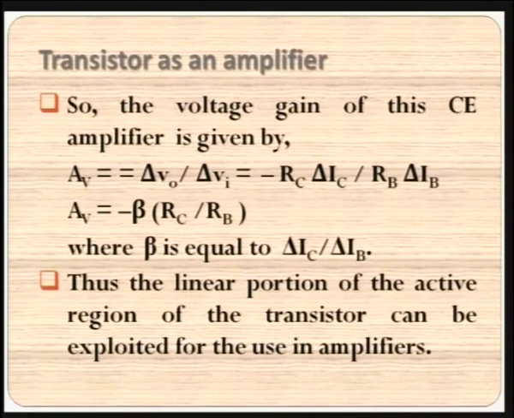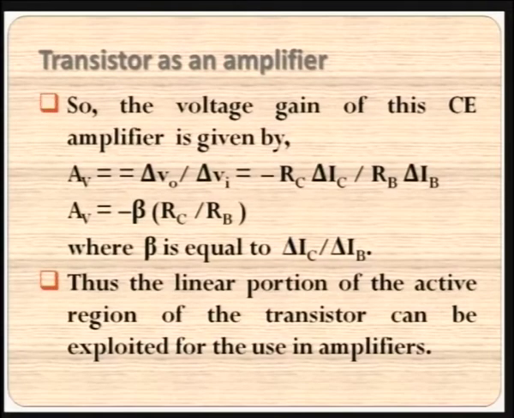So, the voltage gain of this CE common emitter amplifier is given by this expression. Delta V0 divided by delta Vi is written in this form. The minus sign is still intact because it has a very significant meaning. It represents the phase reversal that is happening between the input and output voltage. So, we get a final expression like this: AV is equal to minus beta within bracket RC upon RB.